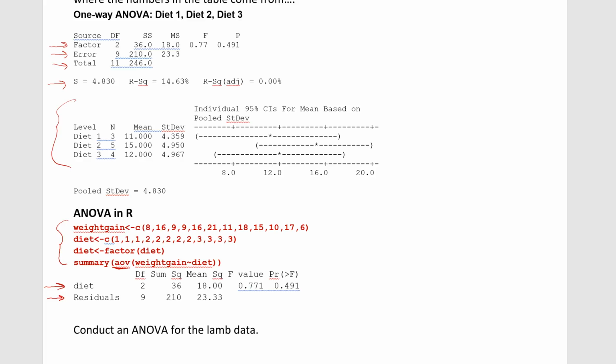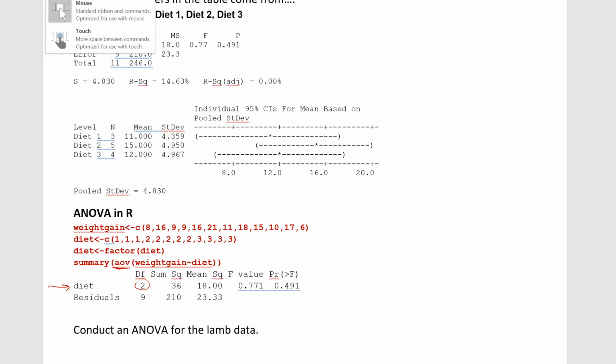So you've got your factor and your error and your total up here in the Minitab output, and in the bottom you have diet and residuals. So diet is your treatment groups, right? That equates to factor up here in the Minitab output. Remember, the degrees of freedom for the between groups variation was the number of treatment groups minus 1, and we had 3 diets here, and so our degrees of freedom are 2. In our case, it was 3 minus 1 because we had 3 diets.